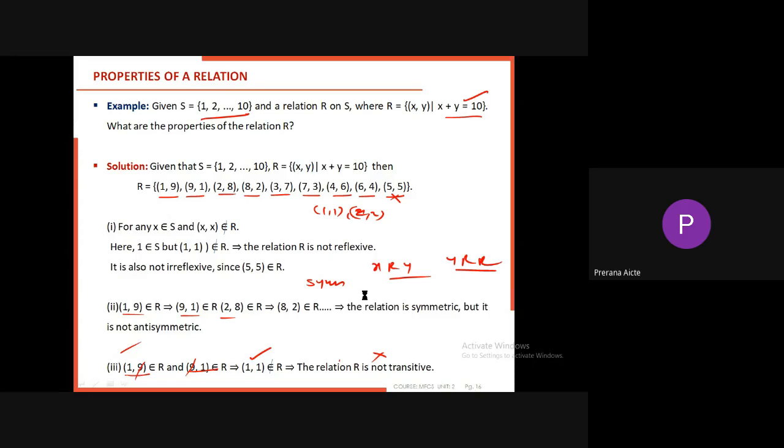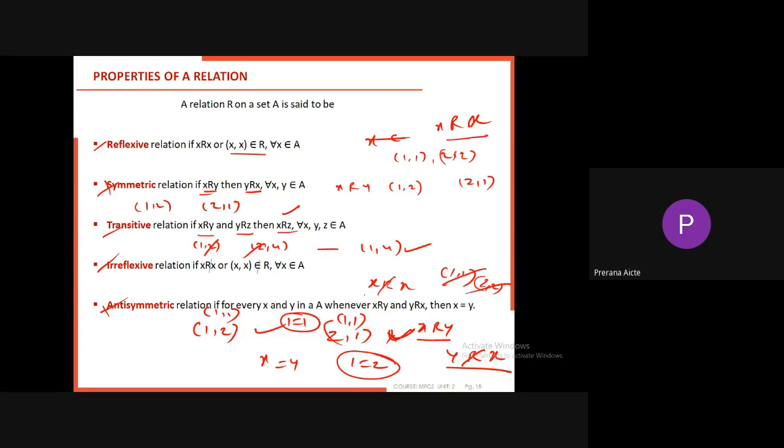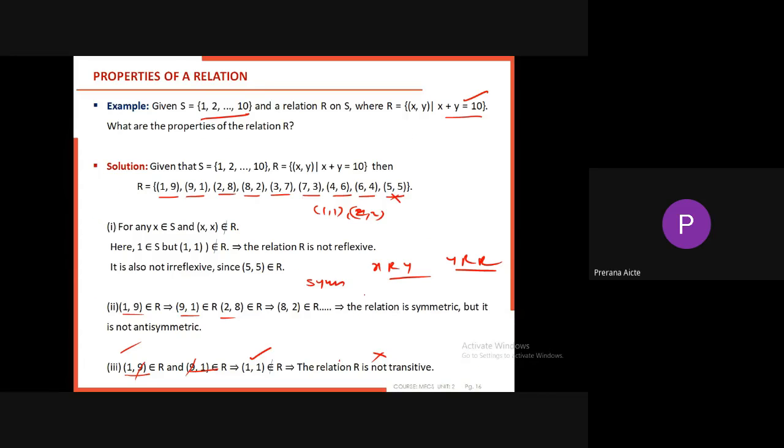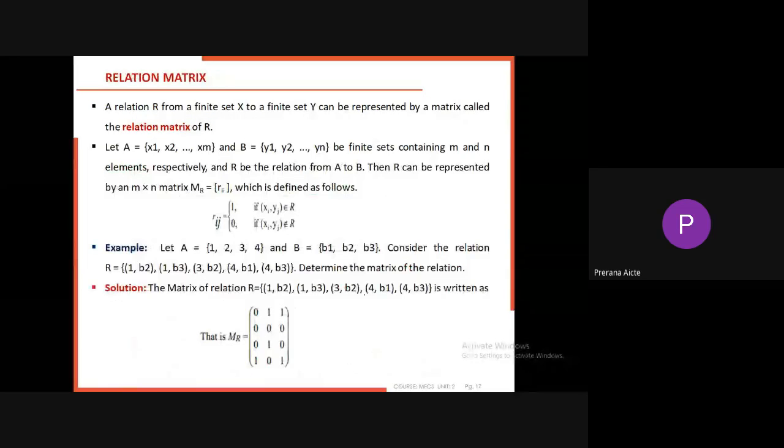Okay, so the reflexive property is not followed, the symmetric property is followed, transitive and irreflexive are also not followed, and antisymmetric is also not followed here. So that is how we can check for this. And next one, the important one, relation matrix.